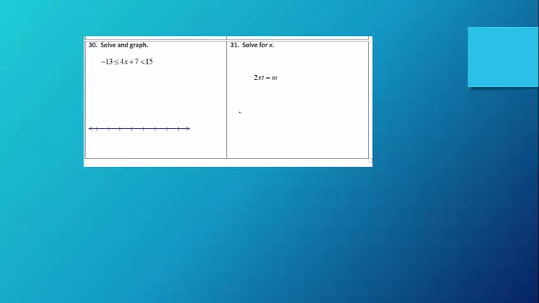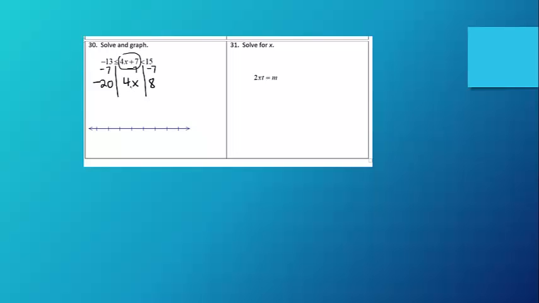Okay, 30, solve and graph once again. Negative 13 is less than or equal to 4x plus 7, which is less than 15. This is going to be a connected problem because I'm looking for x being between two values. I like to draw lines down the middle. And then remember, our goal is to get this inside here just to be x. So the first thing that I'm going to have to do is subtract 7. But I have to subtract it in 3 different places. Negative 13 minus 7 will be negative 20. I'm left with 4x in the middle. 15 minus 7 is 8.